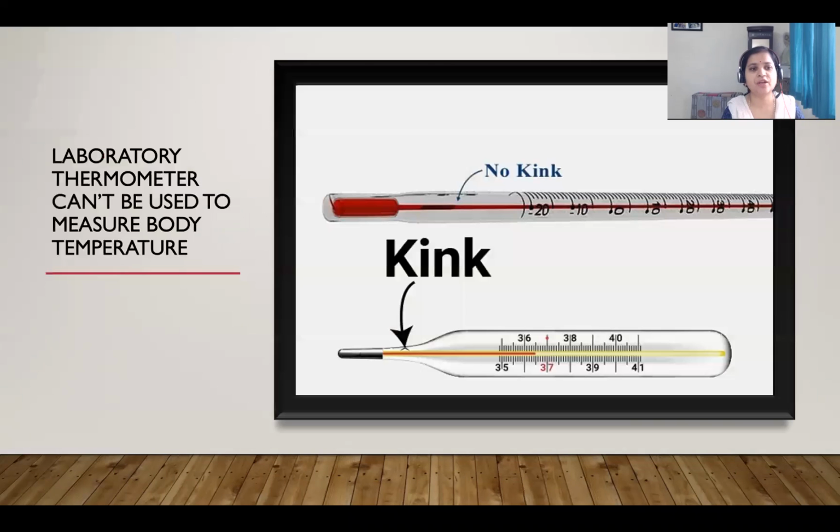So why can the laboratory thermometer not be used to measure body temperature? This is because it has no kink. Here in the picture you can see no kink, but in the clinical thermometer there is a kink. The kink prevents the backflow of mercury when it is removed from the mouth. But if you use a laboratory thermometer to take your body temperature, as soon as you remove it from your mouth, the red alcohol level will suddenly go down because it has no kink. So it cannot be used to measure body temperature.